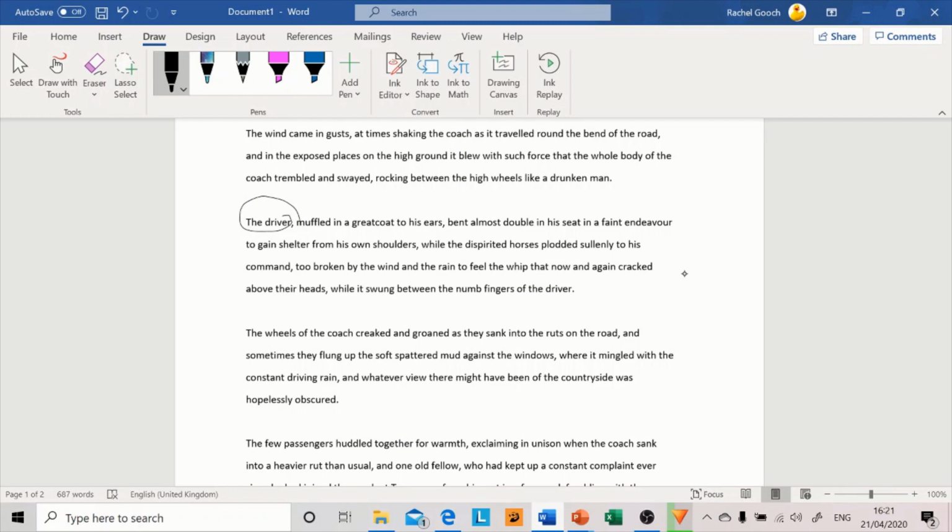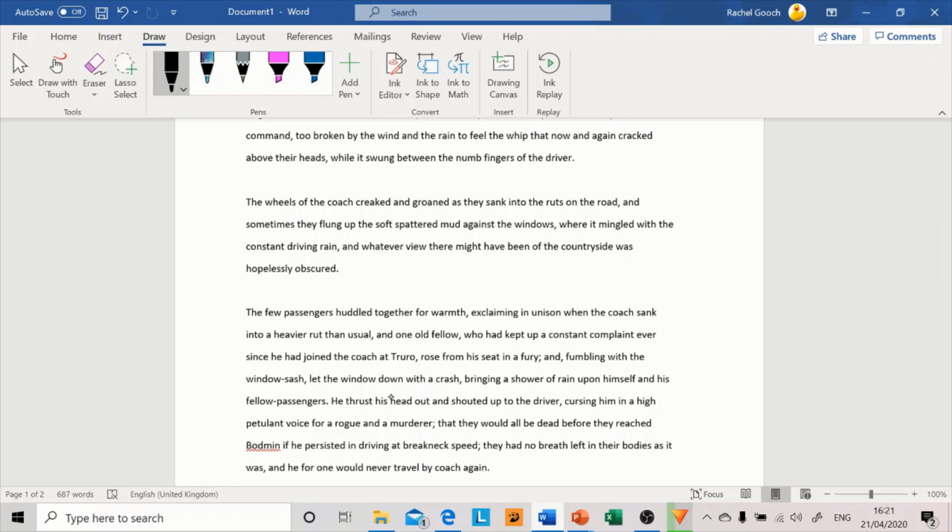So we've got an instruction of a driver, and then I would probably say that what changes is we move from out to in. We move from the outside to inside to start learning about these few passengers that are huddling together for warmth. So what is the effect of this? You need to think about it. Well, it's revealing, isn't it? It's revealing more about the characters. It's revealing more about the situation. That is intriguing to us because we're wondering what is going on.